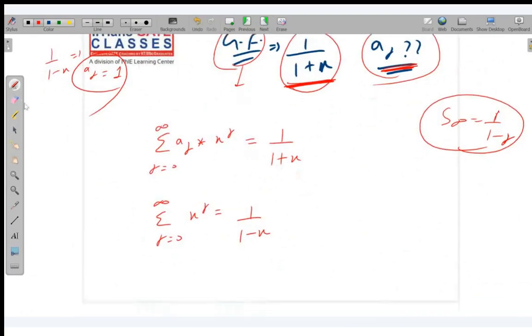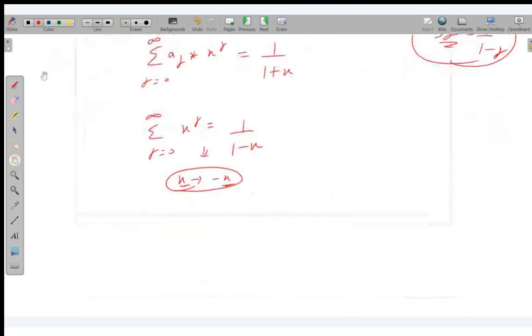Very good. So I will simply replace x by minus x in this equation. Sum to infinity is 1 upon 1 minus r, so 1 upon 1 minus x we have got finally. So summation was this. Now I will replace x by minus x here. So what will we get? Sigma r is equal to 0 to infinity of minus x power r is equal to 1 upon 1 plus x. Is it okay?